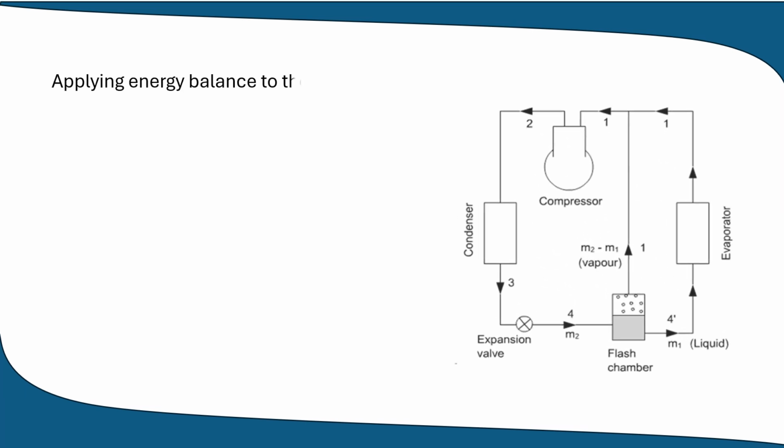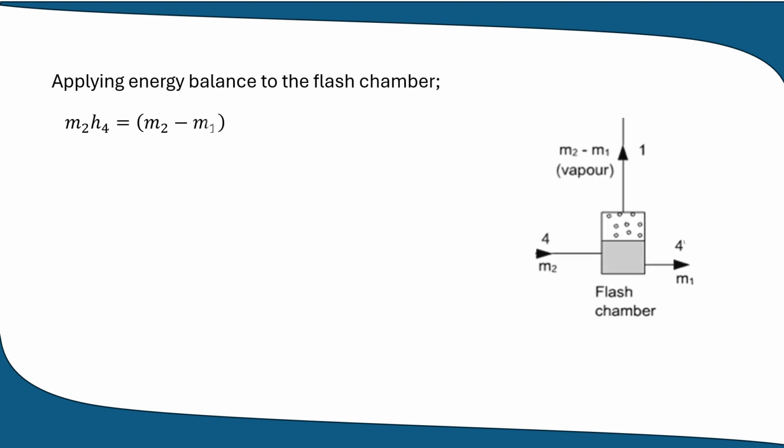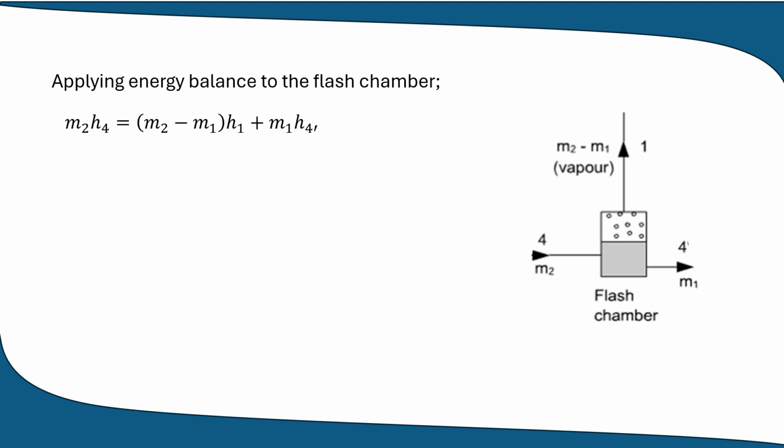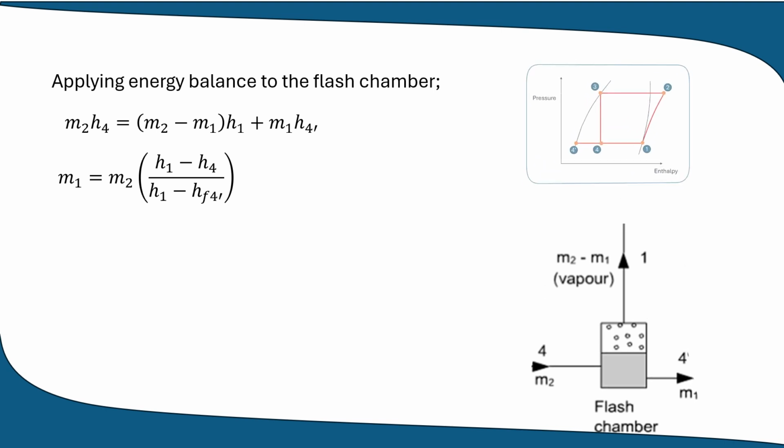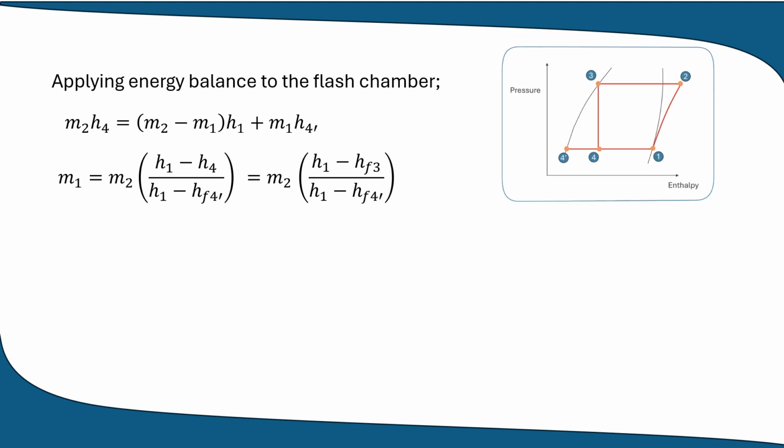Applying energy balance to the flash chamber, M2H4 equals M2 minus M1 times H1, plus M1 HF4 dash. Then, M1 can be expressed as M2 times H1 minus H4, divided by H1 minus HF4 dash. Since H4 is the same as HF3, M1 equals M2 times H1 minus HF3, divided by H1 minus HF4 dash.